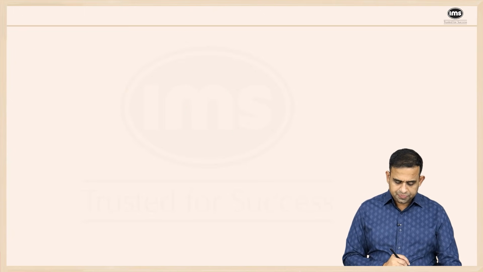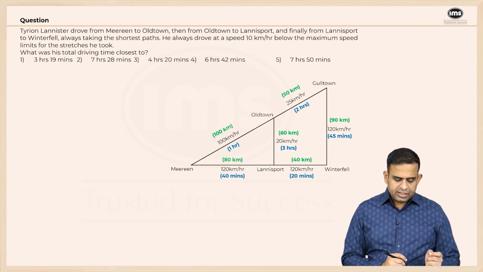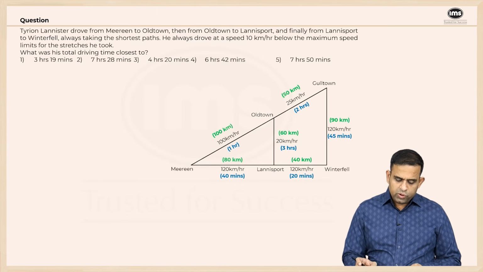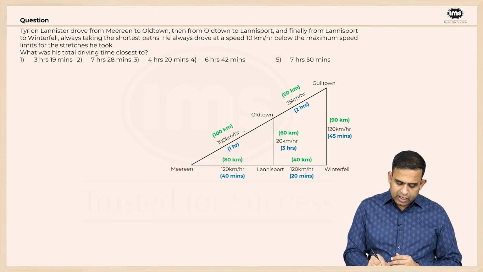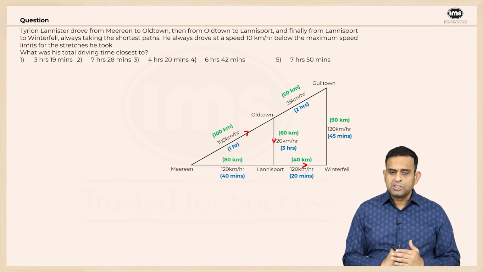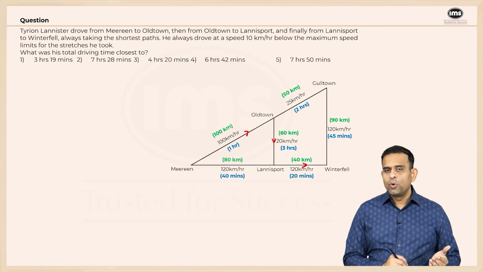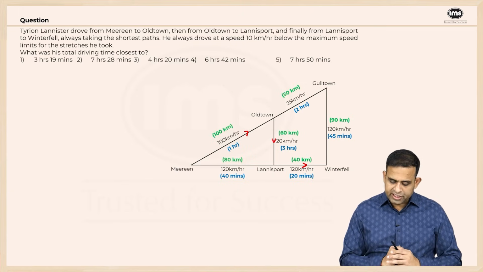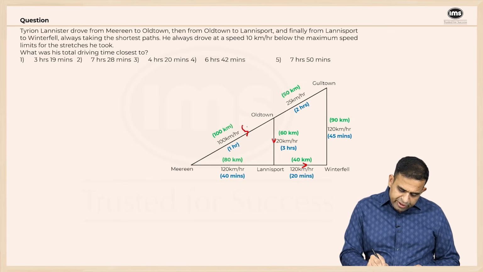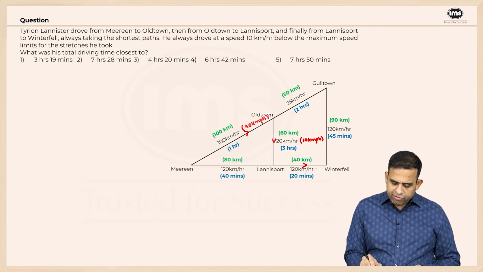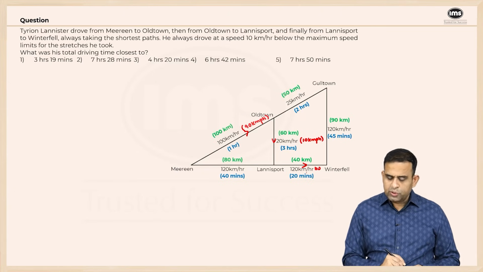So if I look at the first question, they say Tyrion Lannister drove from Meereen to Old Town. So Meereen to Old Town to Lannisport, so this path, then this path, and Lannisport to Winterfell. This is the path taken by Tyrion Lannister. And the speed at which he drove was always 10 kmph lower than the maximum permissible speed in that segment. What does that mean? For this segment, the speed must be 90 kmph. For this, the required speed must be 10 kmph. And for this one, it must be 110 kmph.